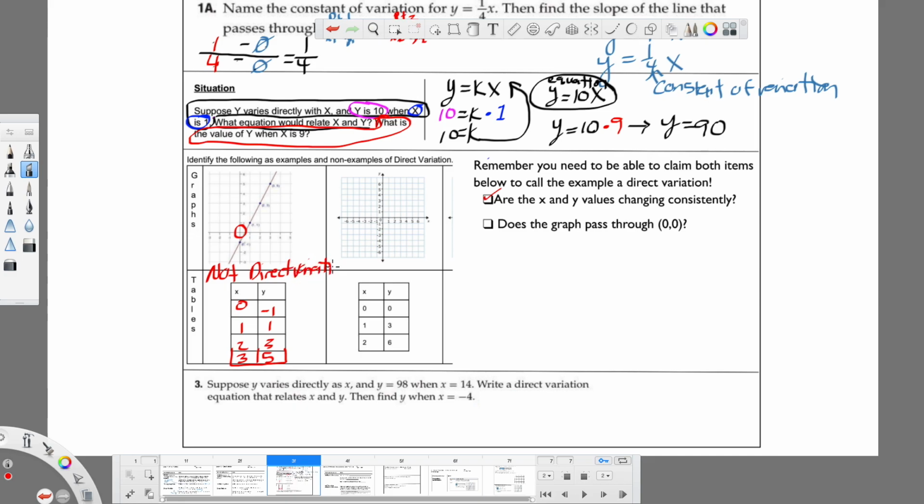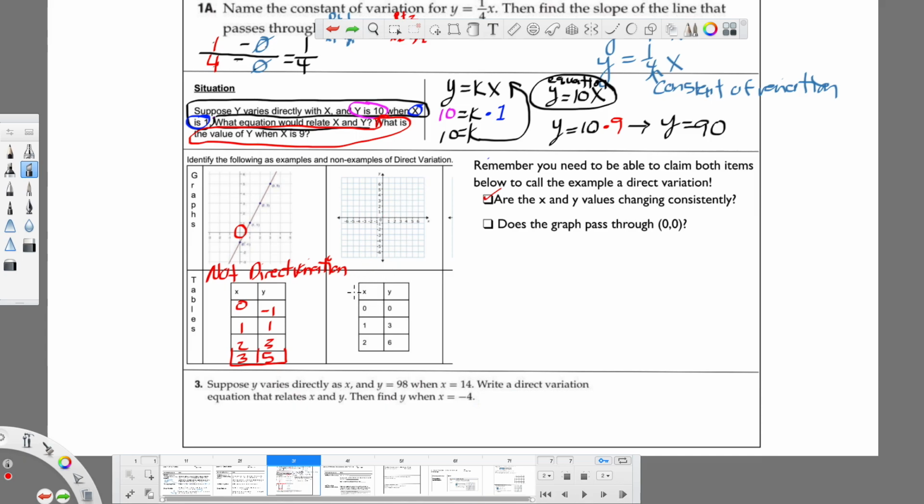Now, as soon as I noticed that, do I even need to pay attention to whether or not the points are changing consistently? No. As soon as I noticed it wasn't going through the center, I can say it's not a direct variation. Or as soon as I noticed that the values are not changing consistently, it's either got a curve or it's doing something like this. If that's not consistent, it needs to be a straight line like that in order to be a direct variation.